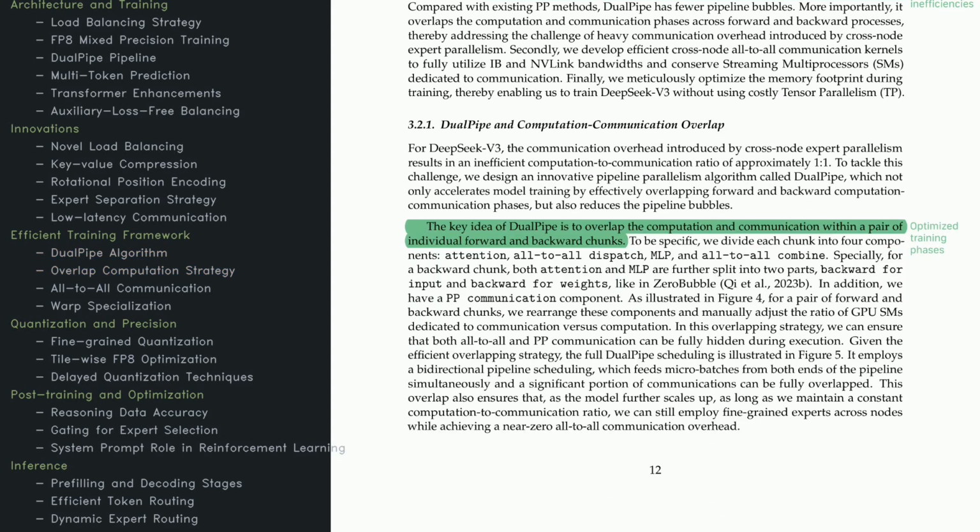Dual pipe is a pipeline parallelism method that overlaps forward and backward passes with data exchanges. It partitions each step like attention and dispatch. So computation and communication run simultaneously, lowering overhead. This near elimination of all-to-all delays speeds up training and helps balance both computation and communication as the model scales.